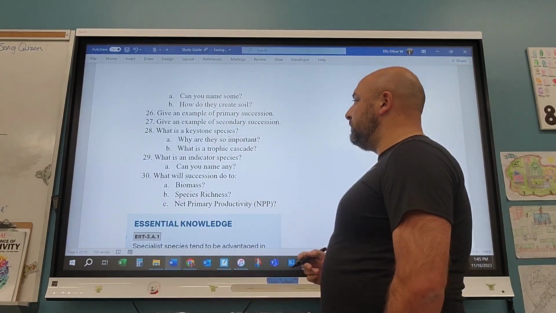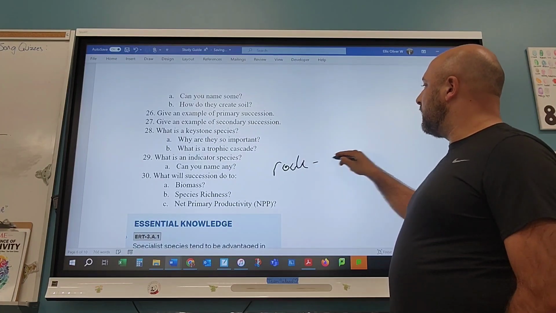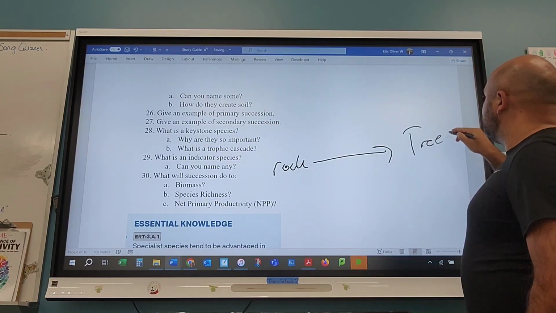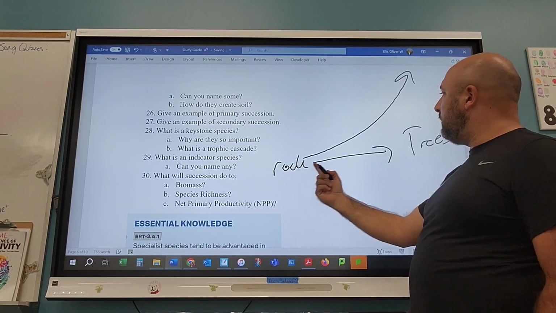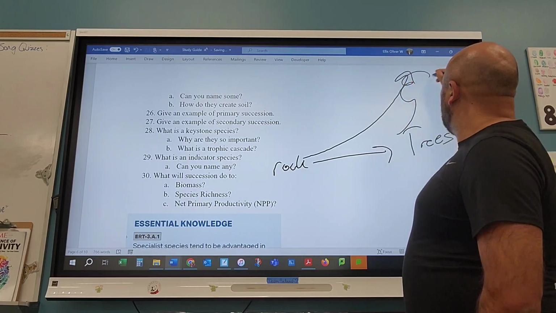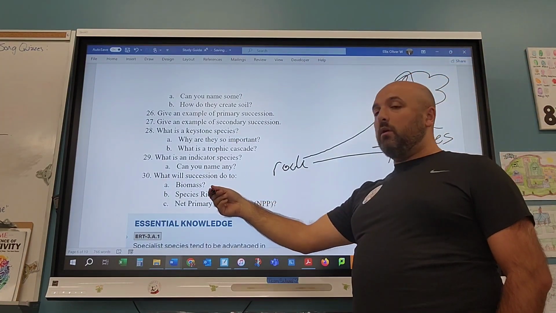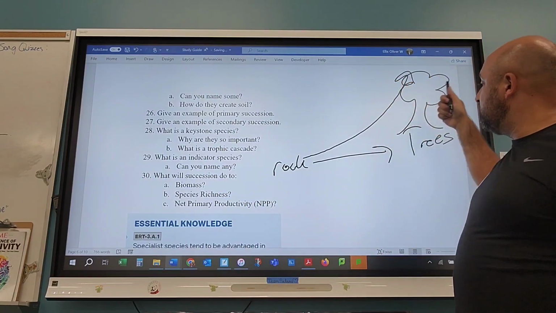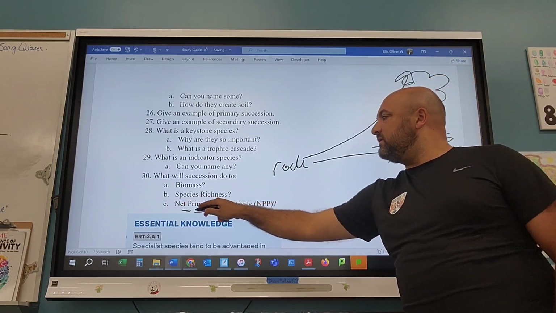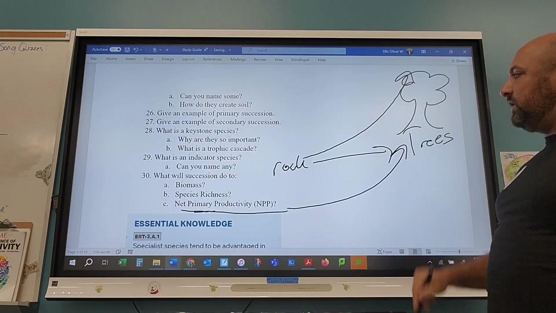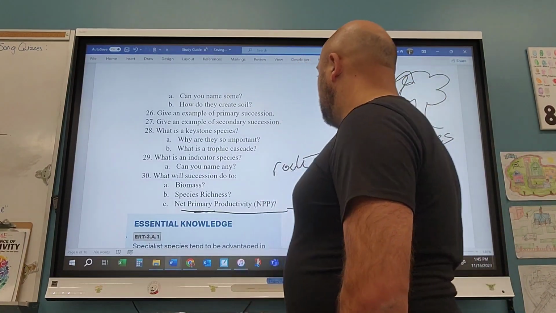What will succession do to biomass? So remember, over time, we start from rock, right? And we work our way all the way to trees, deciduous trees. So the amount of biomass will steadily go up because there's no biomass at the start, and the trees are huge with lots of mass, okay? So biomass will go up, species richness will go up too. There'll be many different types of creatures and species that live through that time. And primary productivity, basically how much photosynthesis is being done, also goes up because trees do way more photosynthesis than a simple piece of grass, okay?